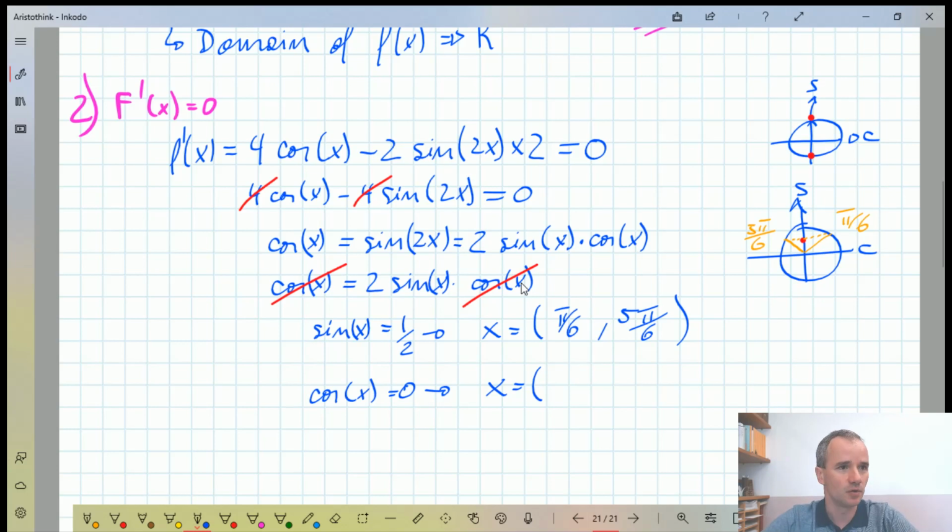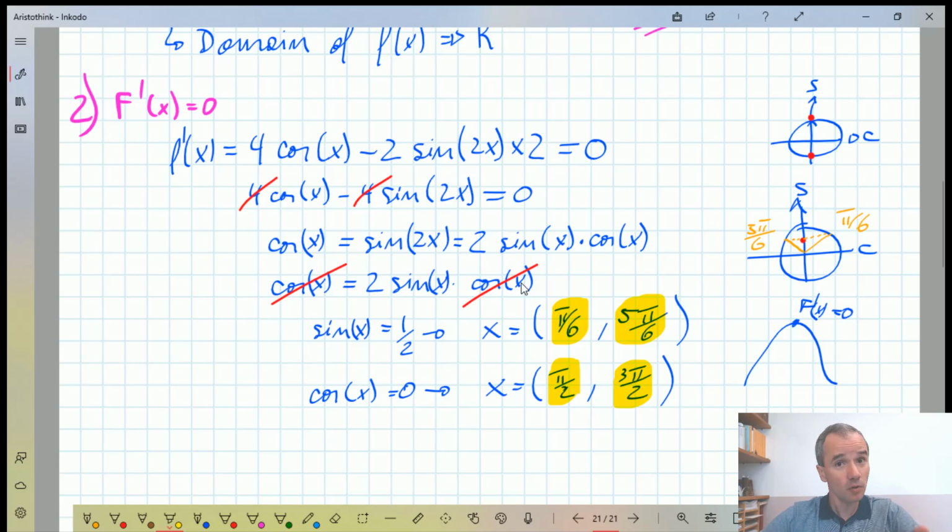And we know that it's going to be what? Pi over 2 and 3 pi over 2. Good. So I have 4 points. That's going to make our function go like this. You see? This is where it goes to 0. So we have those 4 points, I have that, and that. 4 points, and I'm going to study all of those.